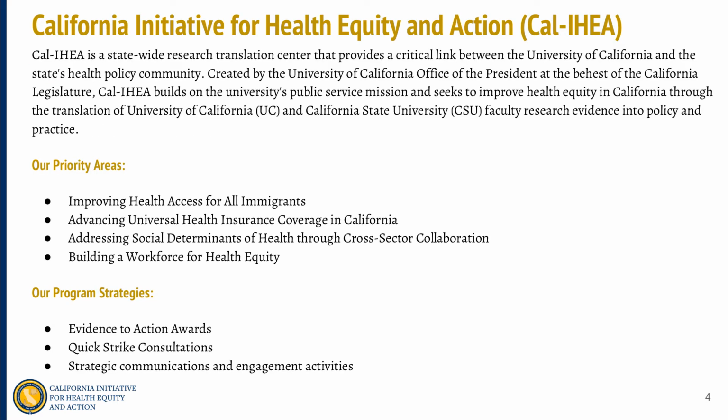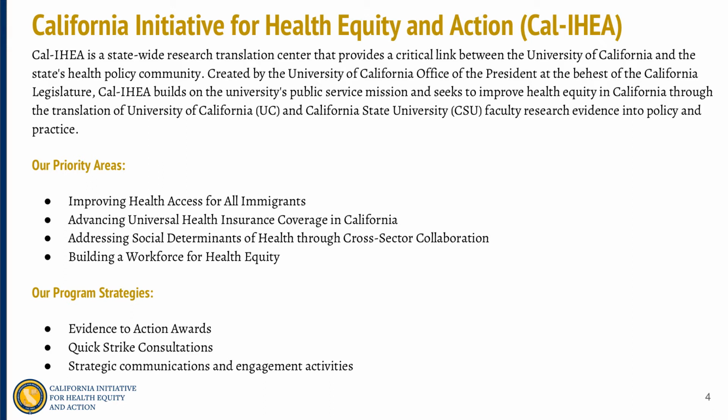So let's start with a refresher on the California Initiative for Health Equity in Action, or Cal-IHEA for short. Cal-IHEA is a statewide research translation center that provides a critical link between the University of California and the state's health policy community. Created by the University of California Office of the President at the behest of the California Legislature, Cal-IHEA builds on the university's public service mission and seeks to improve health equity in California through the translation of University of California and Cal State University faculty research evidence into both policy and practice.